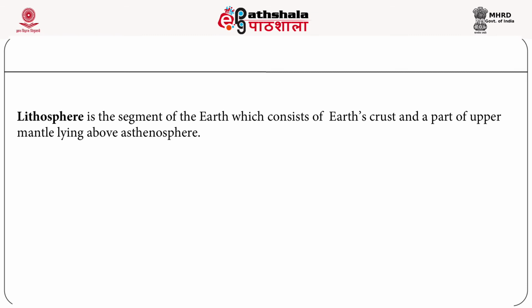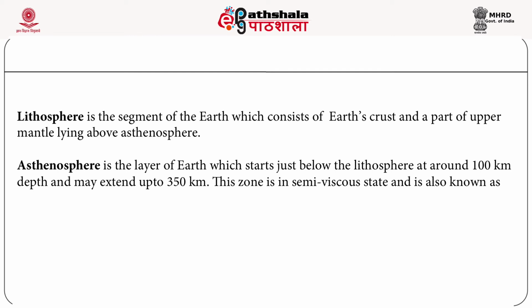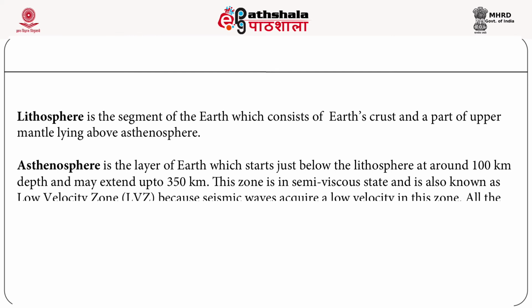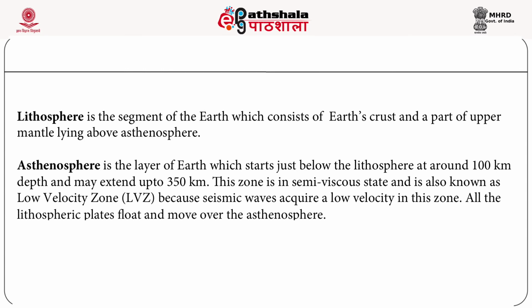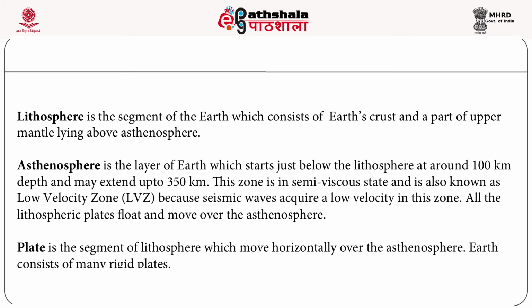Asthenosphere is the layer of earth which starts just below the lithosphere at around 100 kilometers depth and may extend up to 350 kilometers. This zone is in a semi-viscous state and is also known as the low velocity zone because seismic waves acquire a low velocity in this zone. All the lithospheric plates float and move above the asthenosphere. Plate: how do we define a plate? A plate is the segment of lithosphere which moves horizontally above the asthenosphere, and a plate comprises the crust and upper part of the mantle.